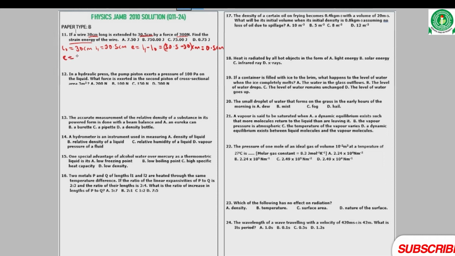Now you need to take that 0.5 centimeter to meter by dividing it by 100. So divided by 100, we move the decimal point 1, 2 places. So the answer is equal to 0.05 meter. So that's the extension. Extension E is equal to 0.05 meter.